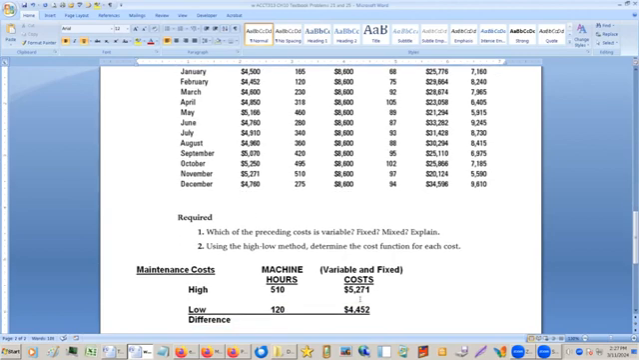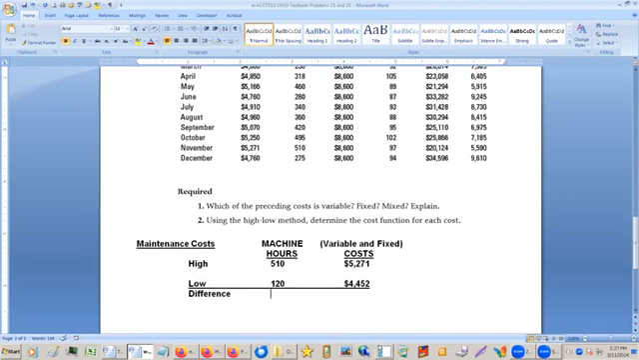I usually give the cost second. You can do it either way, as long as you keep it straight when getting the variable cost per unit. Okay, so 510 minus 120 is 390. And the difference over here, if this comes out to some wacky number, we'll round it a little bit, maybe to the nearest penny or something like that. All right, the difference is 5,271 minus 4,452, which is 819. Okay, so that is the difference.